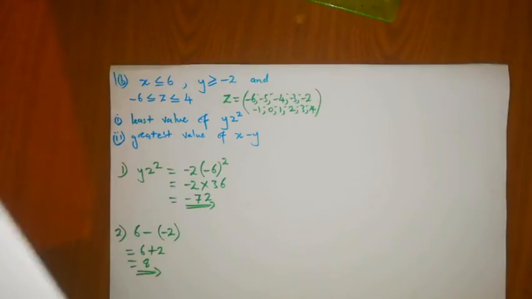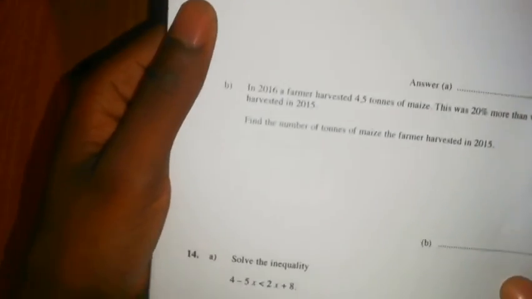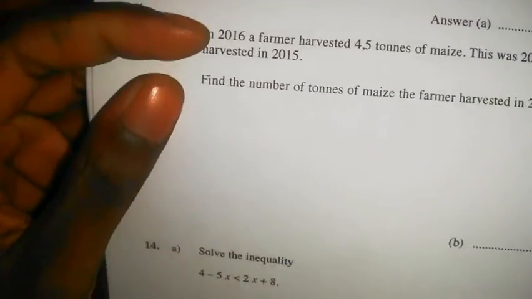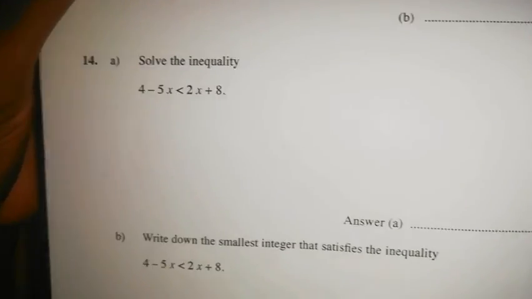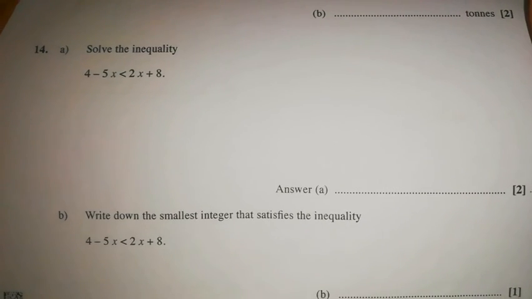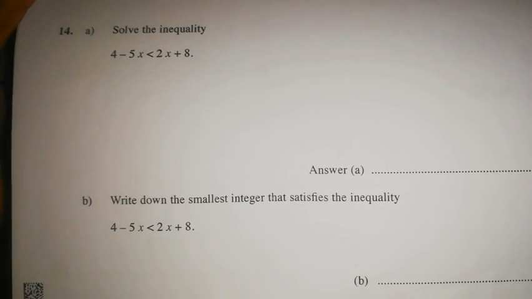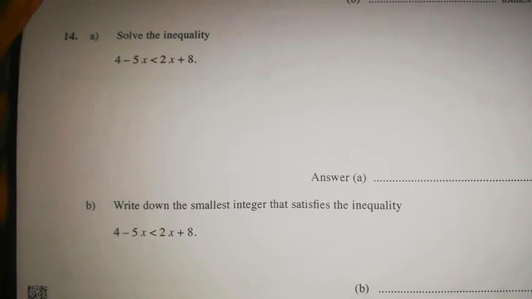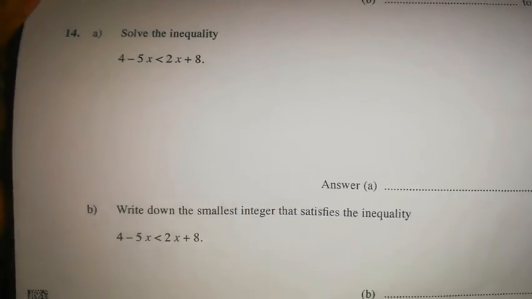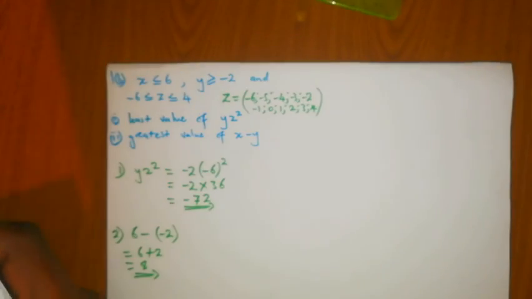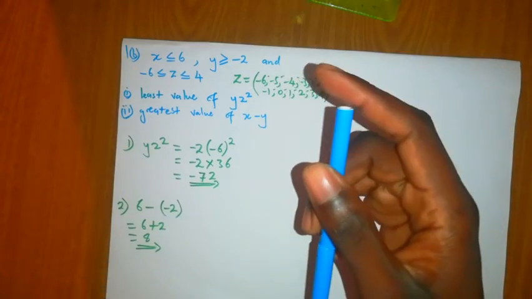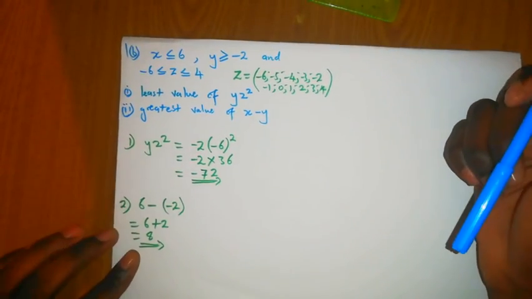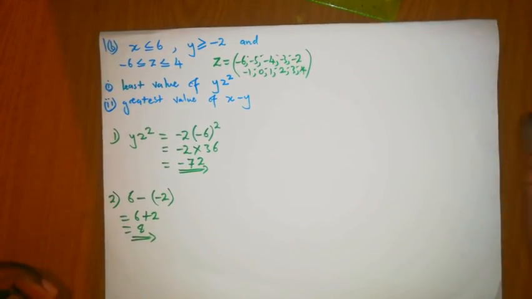Here comes the question, number 14. Solve the inequality. There is the inequality that you're supposed to solve. That's 2 marks. Then write down the smallest integer that satisfies the inequality. I think we did such questions previously. So what you have to do, guys, is try and follow those steps that I've been showing you.